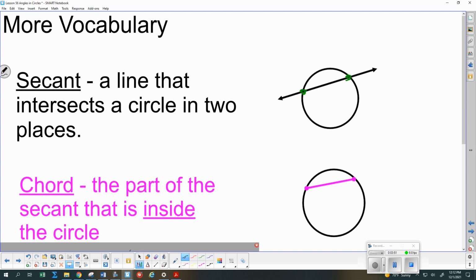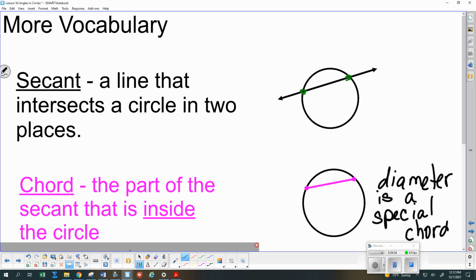A diameter is just a special chord because the diameter has 2 endpoints on the circle, and it happens to go right through the middle of the circle. Most chords do not go through the center of the circle, so most chords are not diameters. So far, so good with that.